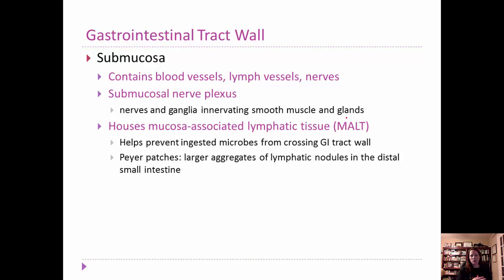And that is going to help with anything that we've ingested, any microbes that we've ingested that have been able to survive the stomach contents. These Peyer's patches are going to make sure that those microbes don't cross the GI tract. And we eat a lot of microbes with any kind of food that we eat. So you really can't avoid eating microbes. It's just going to happen.